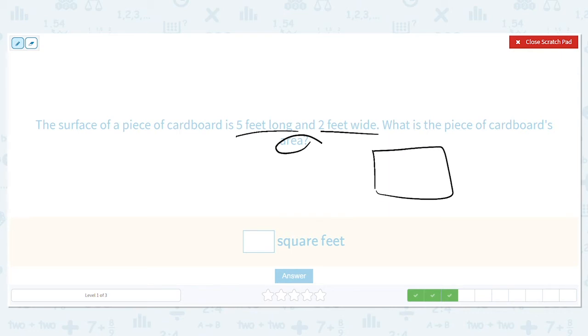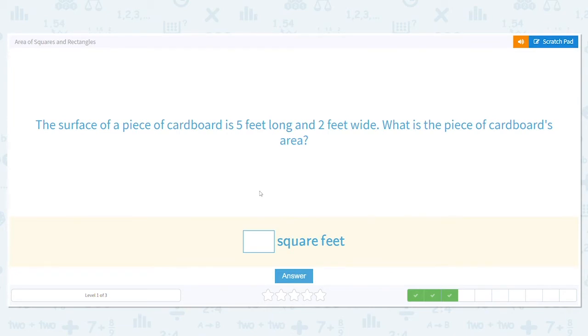So I know one side is 5 feet, and I know the other side, the shorter side, is 2 feet. So can I multiply? Yes, one side times the other side, length times width. 5 times 2 equals what? 5 times 2 is 10, so that means it is 10 square feet.